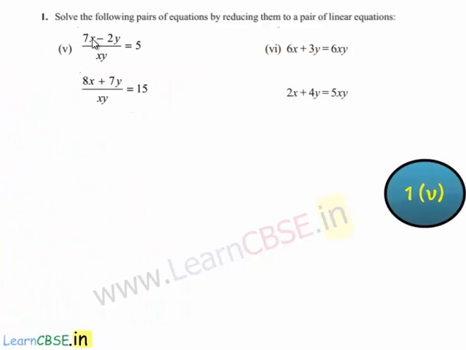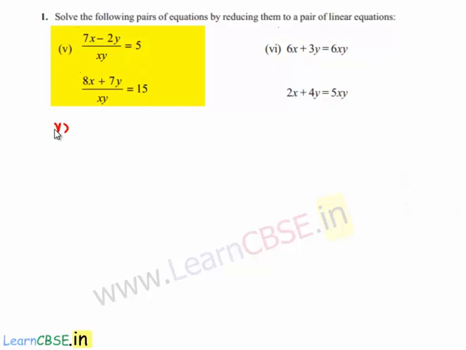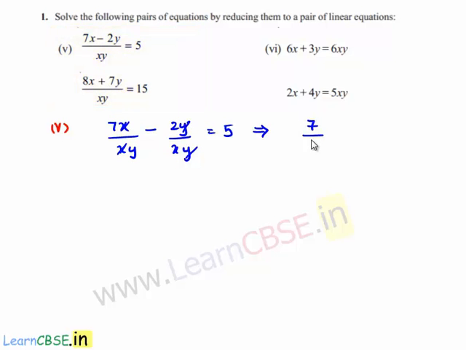Now coming to the fifth bit, the given equations are 7x minus 2y divided by xy is equal to 5 and 8x plus 7y divided by xy is equal to 15. So these equations can be written as 7x divided by xy minus 2y divided by xy is equal to 5, which implies x and x can be cancelled and y and y can be cancelled. This becomes 7 by y minus 2 by x is equal to 5. This can be written as minus 2 by x plus 7 by y is equal to 5.